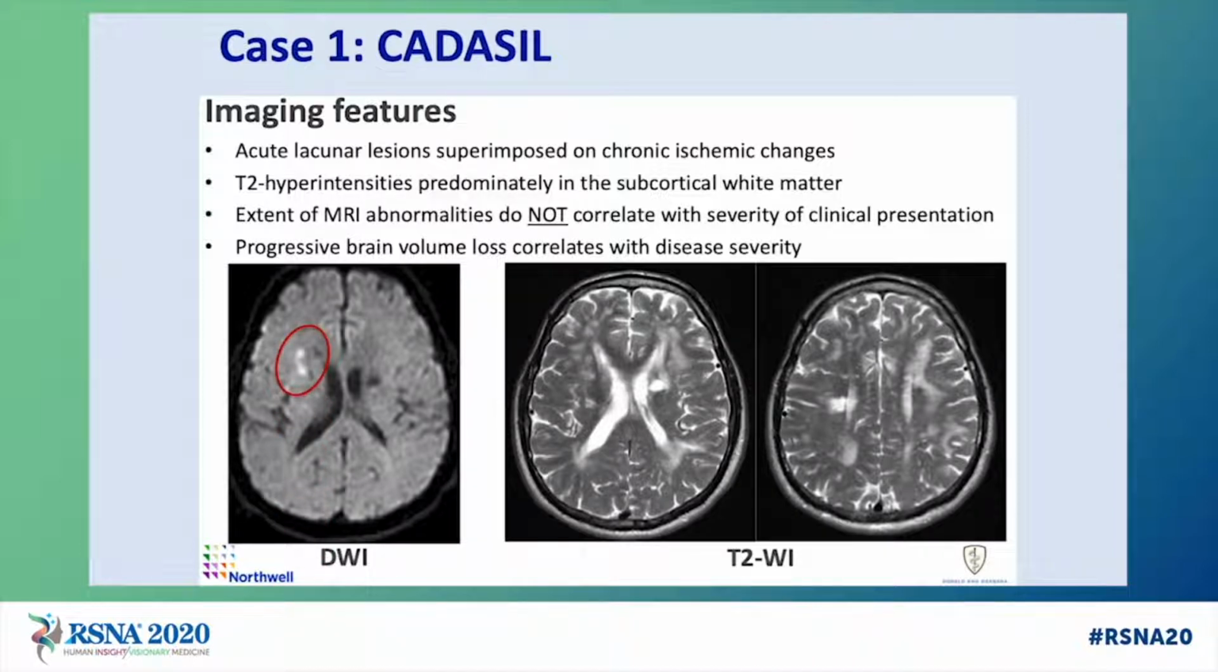seen in this example. The diffusion-weighted images demonstrate a small area of restricted diffusion in the right frontal white matter corresponding to acute infarction. Extensive T2 hyperintensities predominantly involving the periventricular and subcortical white matter are seen on the T2-weighted images. The extent of MRI abnormalities does not correlate with the severity of the clinical presentation. Rather, progressive brain volume loss correlates with the disease severity in CADASIL.